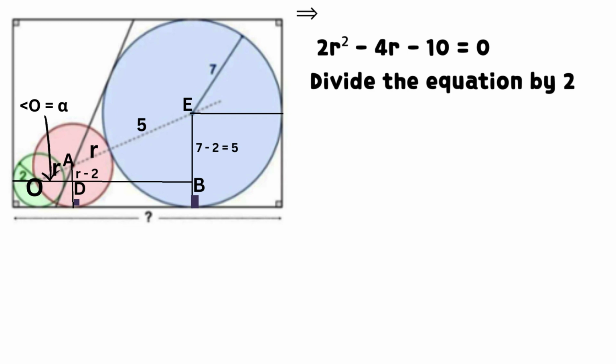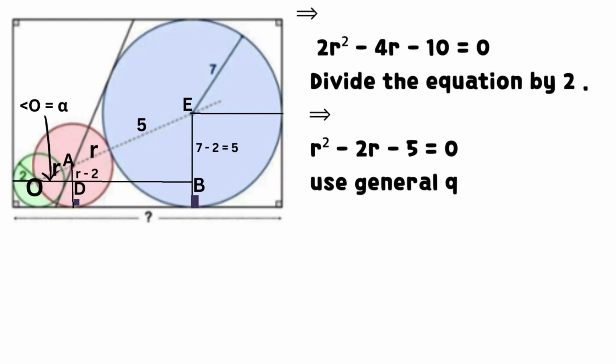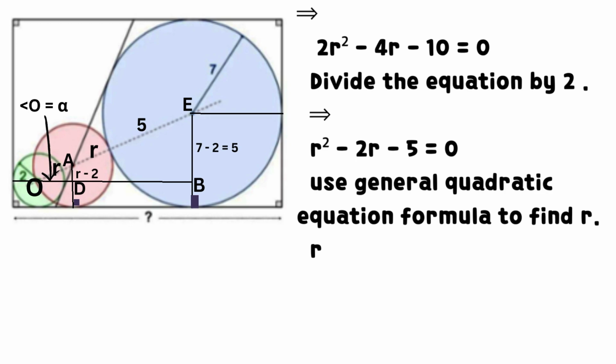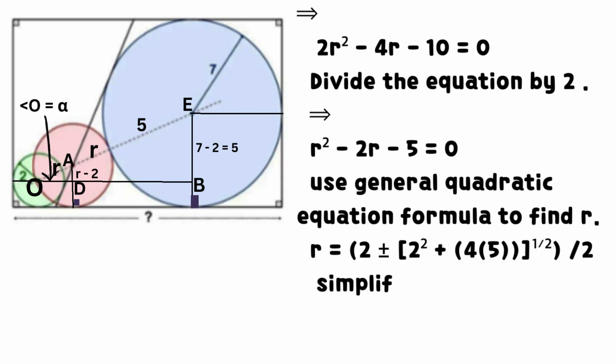It implies that 2r squared minus 4r minus 10 equals 0. Divide the equation by 2. Thus, we have r squared minus 2r minus 5 equals 0. Use the general quadratic equation formula to find r. Hence, r equals 2 plus or minus the square root of (4 plus 4 times 1 times 5), all divided by 2. Simplify and we have that.